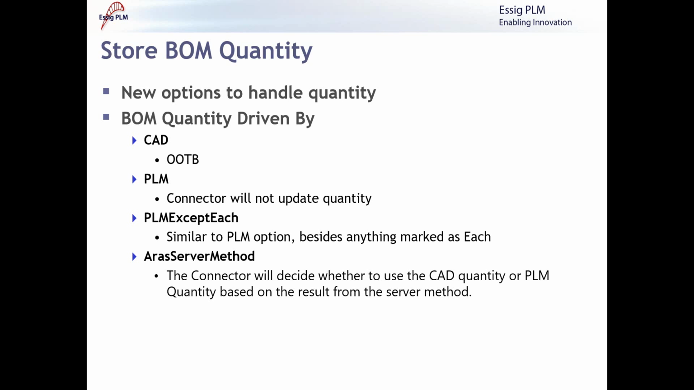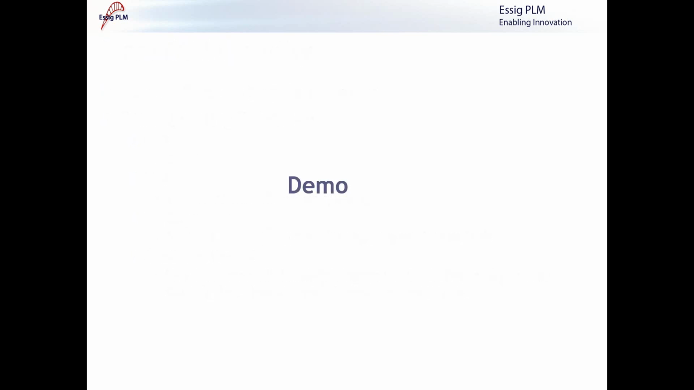Another option is PLM except each. So this is similar to the PLM option, but the connector will only handle items that are marked as each. There's another option for an ARIS server method, so the connector will decide whether to use the CAD quantity or PLM based on that method. So I'm going to be going over the different scenarios for the quantity options.